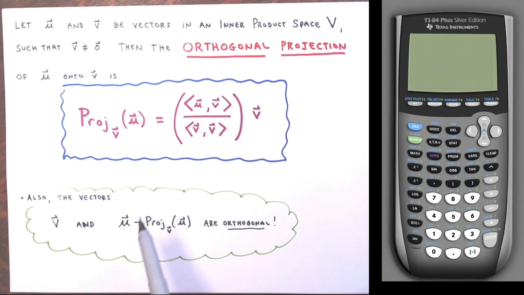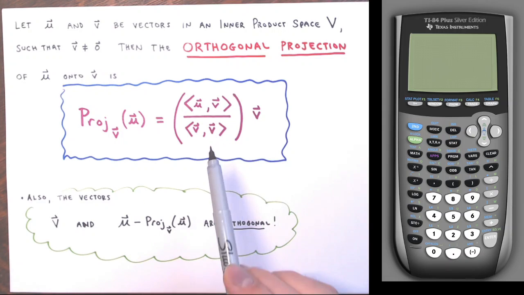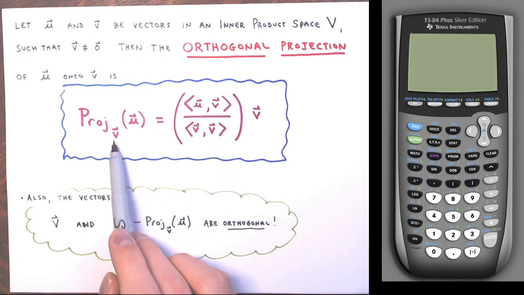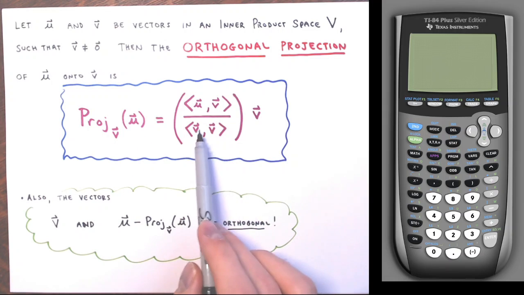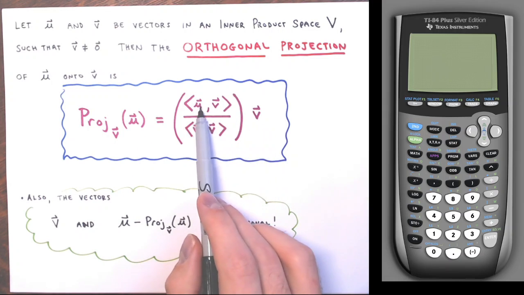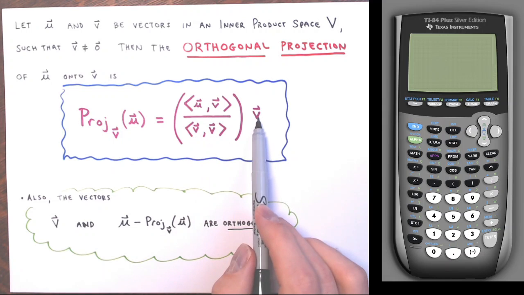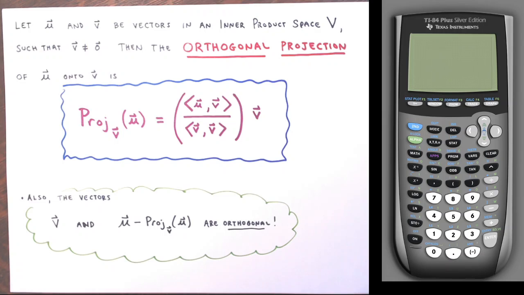Notice how many times v shows up over here. The vector you are projecting onto shows up a bunch. You have it once up here, twice here, and then you're taking the scalar multiple of it. So the vector you're projecting onto is very important.